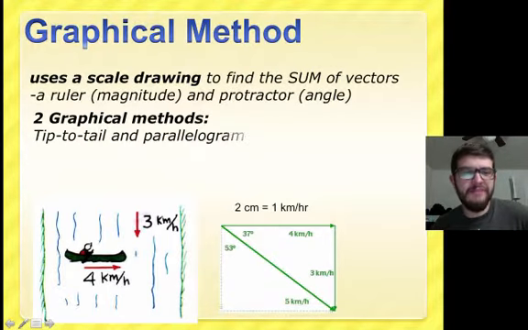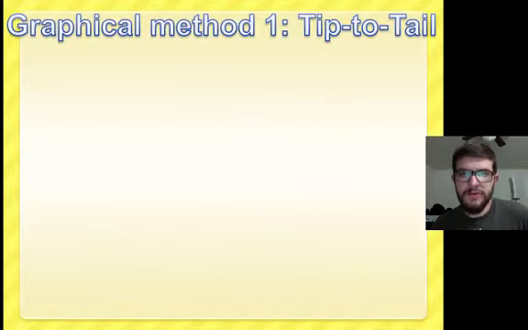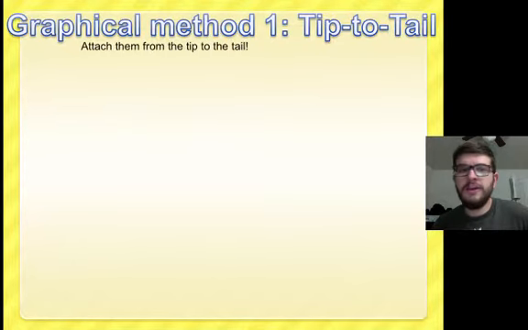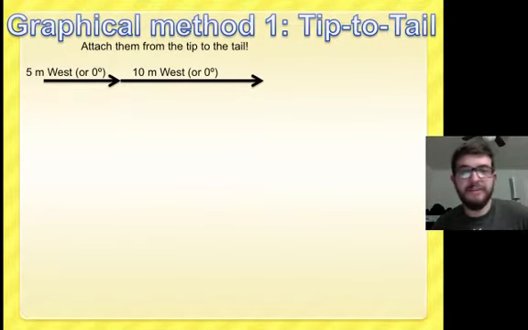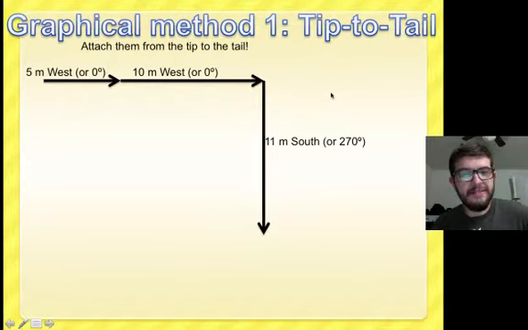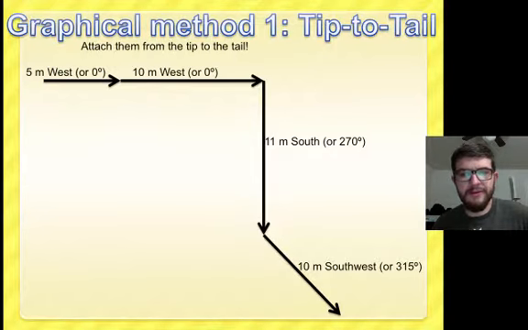Okay, so we have two graphical methods, tip to tail and parallelogram. So here's our first one, tip to tail. You simply are going to add them up, tip to tail to tip to tail. So here's what I mean. We walk 5 meters west, and then we walk another 10 meters west. So notice I added the tip to the next one's tail. And then I walked 11 meters south, and then I walked 10 meters southwest.